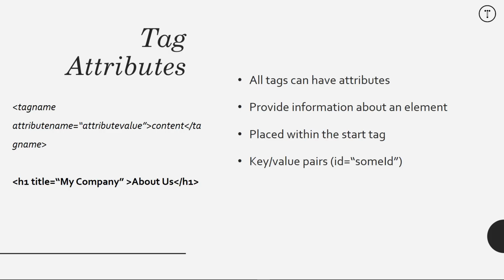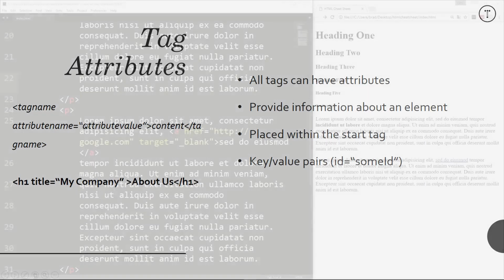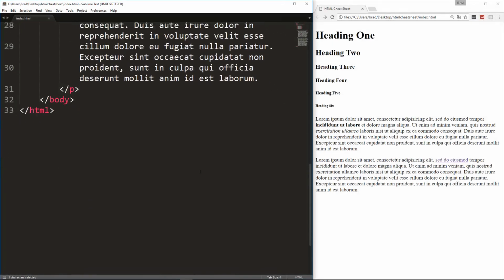All right, now attributes are always placed at the start tag, and they're always formatted as key value pairs. The actual attribute itself, such as href or target, that's the key, and then whatever the value is. So we have the attribute name or the attribute key, and then the value. Now the value is always going to be in quotes. You can use double quotes or single quotes. I would suggest double quotes because that's usually what's used. That's most popular.